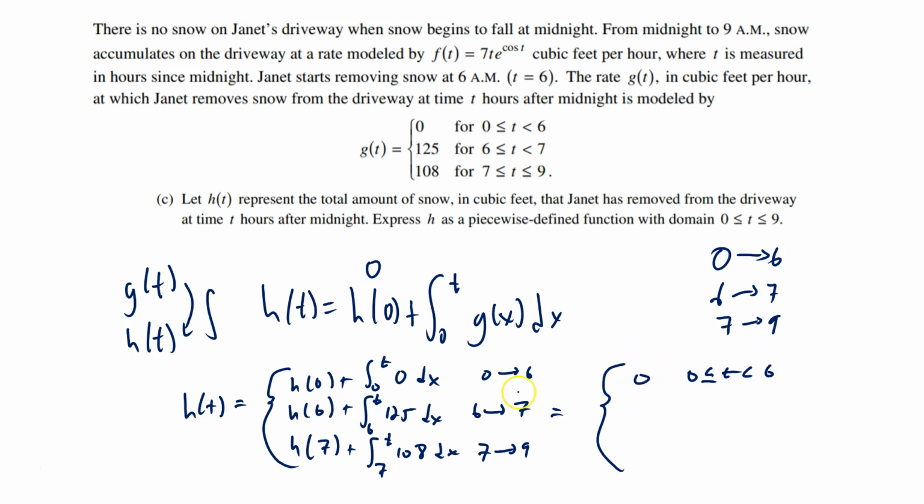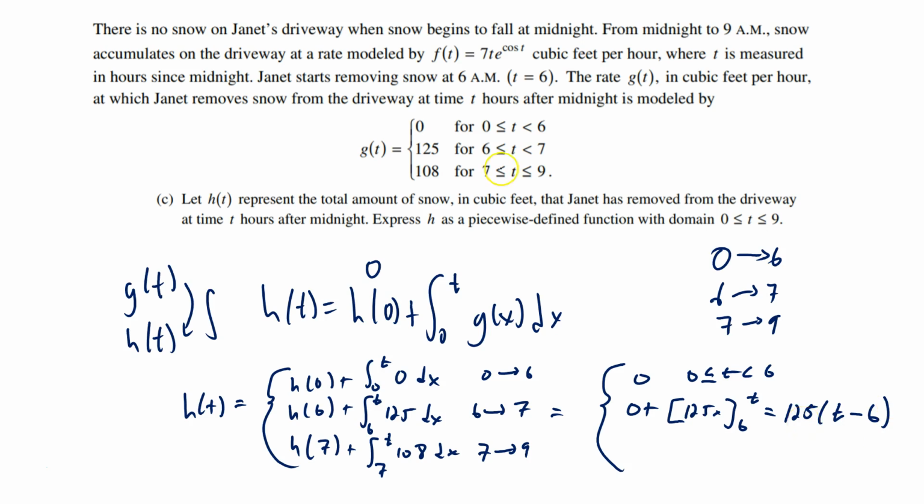So this is going to be 0 plus the integral from 6 to t of 125. So that's 125x from 0 to t, which is 125 times t minus 0. So just 125t. That makes sense, right? Because if she's removing at 125 cubic feet per hour, you just multiply by the number of hours to find out the total amount that's been removed. Oh, I did this wrong. That should be from 6 to t. So that should be t minus 6. There we go.